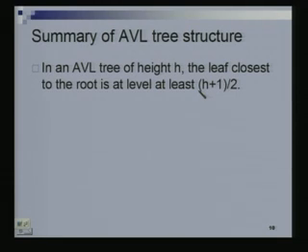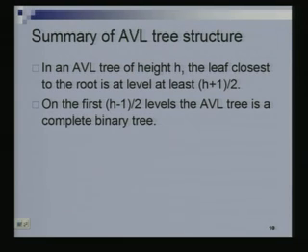Right? I have just changed things around. When I said that when the closest leaf was at k, the height was 2k minus 1, I just changed that around. If the height is h, suppose I give you an AVL tree on n nodes and height h, then the leaf which is closest to the root is actually pretty far from the root. It is at least (h plus 1) by 2 away. This does not require a proof, I am just rewording what I had said earlier.